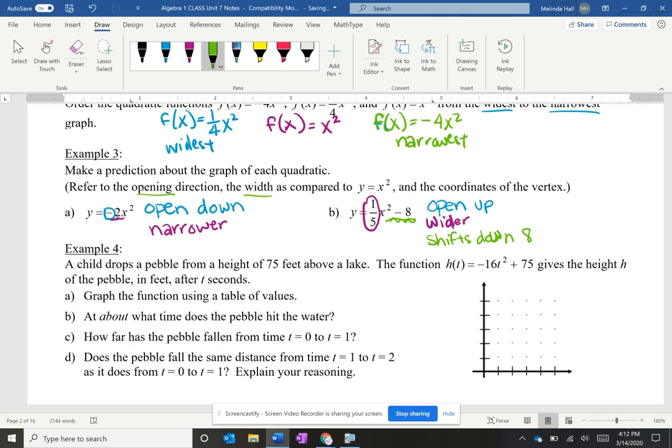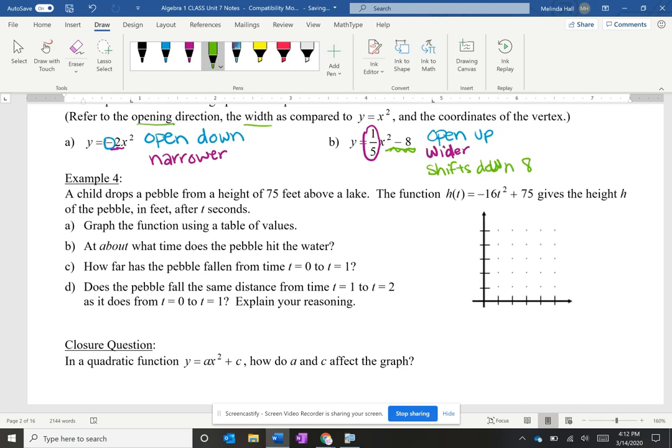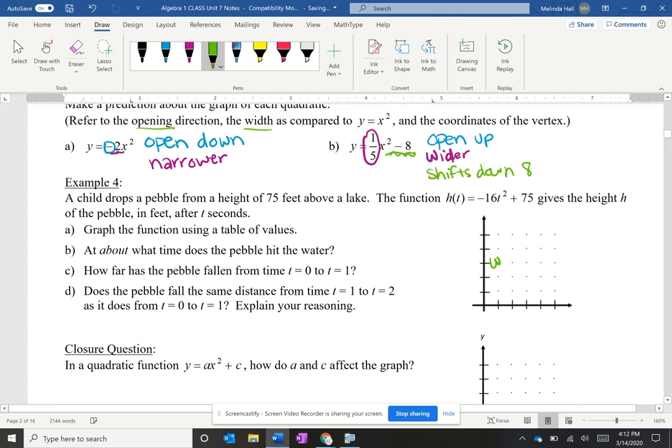So, looking at a real-world example, a child drops a pebble from a height of 75 feet above a lake. The function h of t equals negative 16t squared plus 75 gives the height h of the pebble in feet after t seconds. So first we want to graph the function using a table of values.